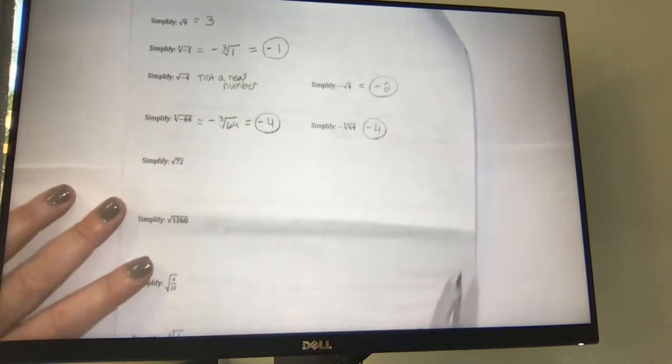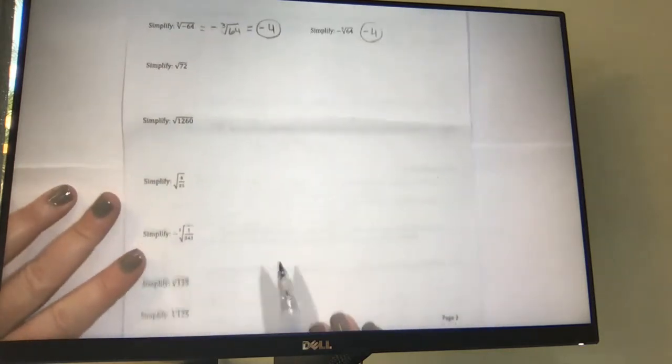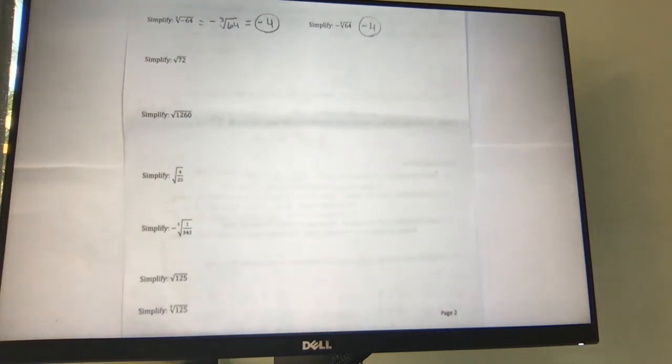All right, now let's get into some that aren't quite so easy. Everything we have done so far has been one of those nice, easy ones. We call them perfects. A perfect square, a perfect cubed root. It's been a perfect radical. That means it comes out as a whole number. With radicals, you cannot use decimals.